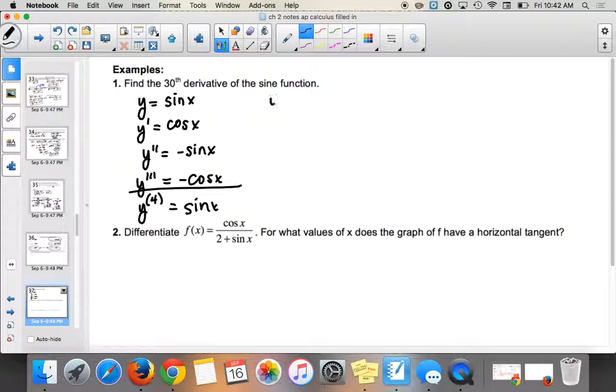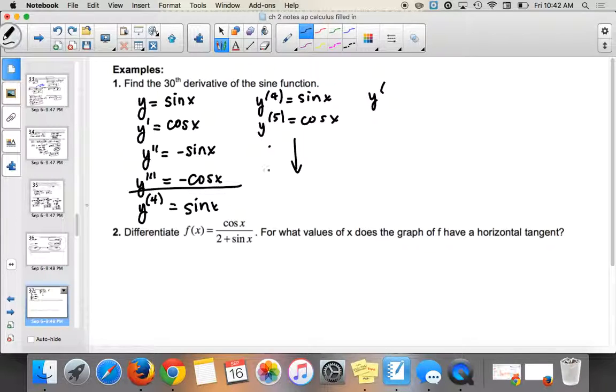So what do we think? The 5th derivative is going to go back to cosine, and so on. So I'm going to write this, I'm going to line them up. I'm going to say, okay, well the 4th was back to sine, so the 5th was back to cosine, etc. So what's this next one? To be back at sine?